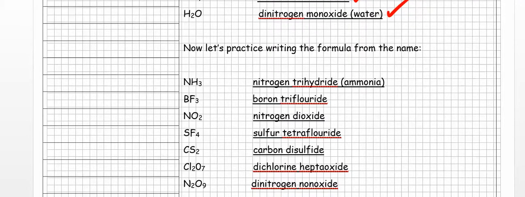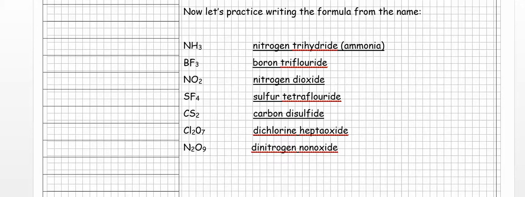What if we have NH3? What would that be? Well, NH3 is nitrogen trihydride. Notice there's an IDE at the end of every single one of them, right? But we generally don't call it nitrogen trihydride. NH3 is ammonia, and I'll expect you to remember that, okay?